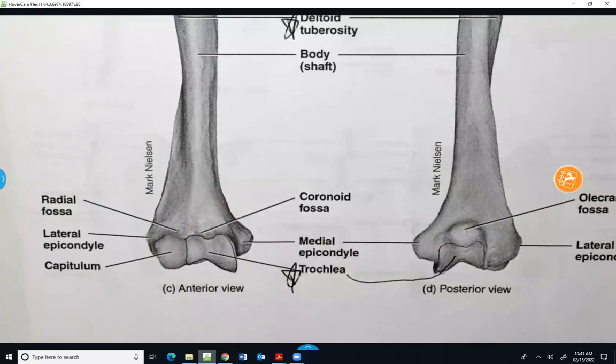Okay. And that creates the true elbow joint that allows you to flex the guns, to straighten your arm, to bend your arm. Okay. That's what we would call the true elbow joint. Okay. What's called the humeral ulnar joint. Okay.